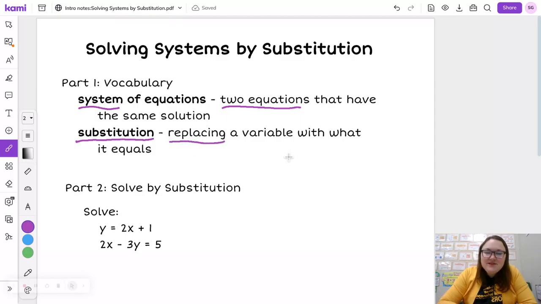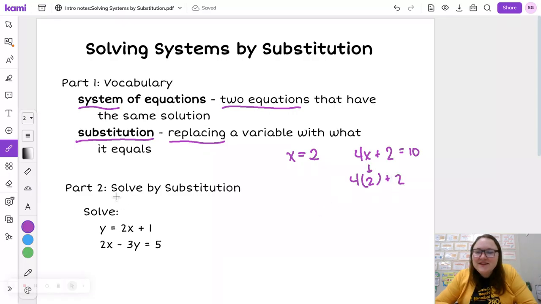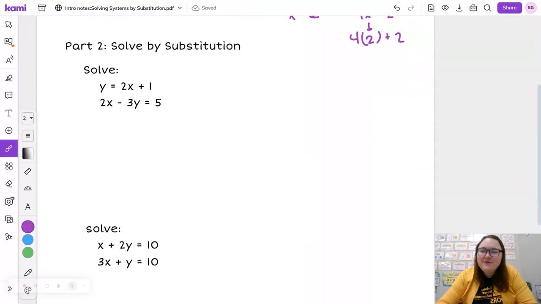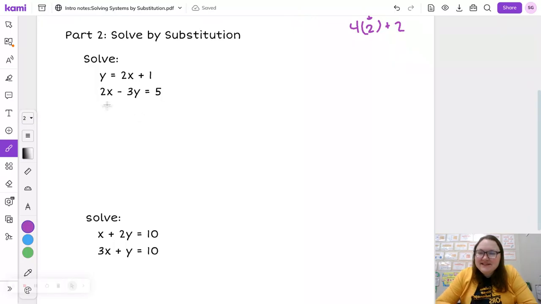Usually when we substitute, it means, for example, we know x equals 2, and we're replacing the number 2 for our x in our equation. It usually looks something like this. We can use substitution as a way to solve a system of equations. So far we have learned one way to solve a system is by graphing.